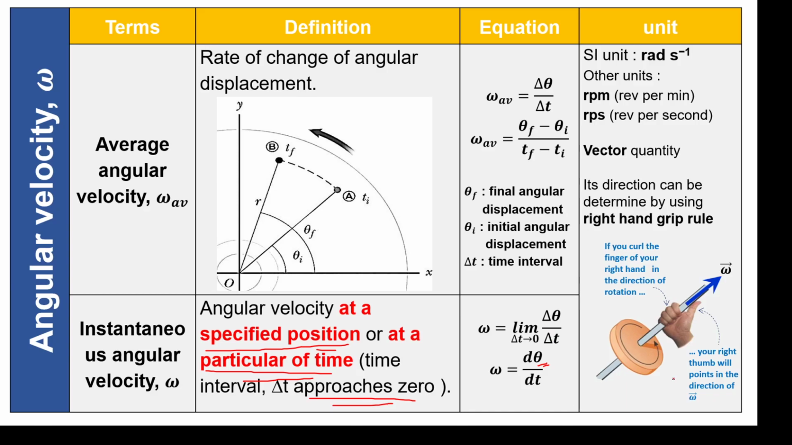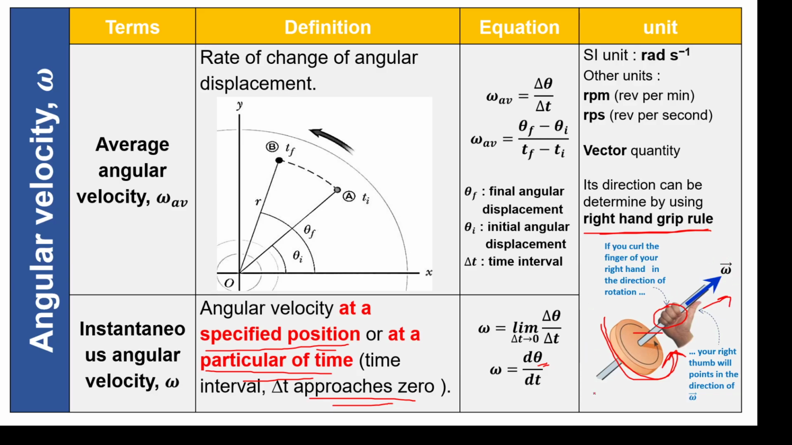You use the right hand grip rule. How do you do this? In our previous set we learned that an object can move in a clockwise or anticlockwise direction. Say it's moving in an anticlockwise direction. You curl your fingers in the direction of the rotation, and then your thumb would be pointing upwards, and that is the direction of the angular velocity.